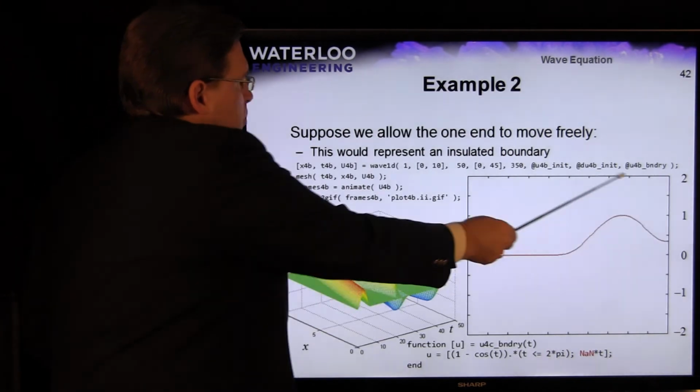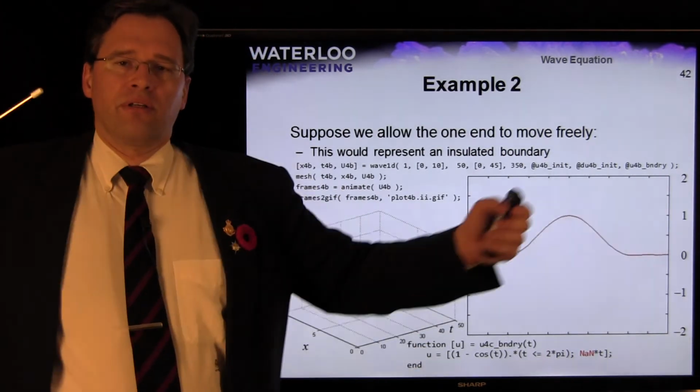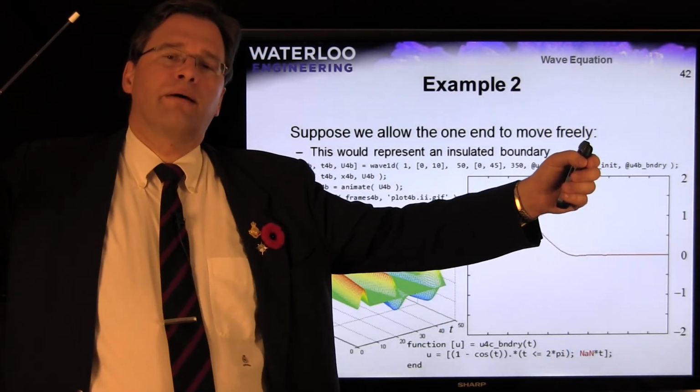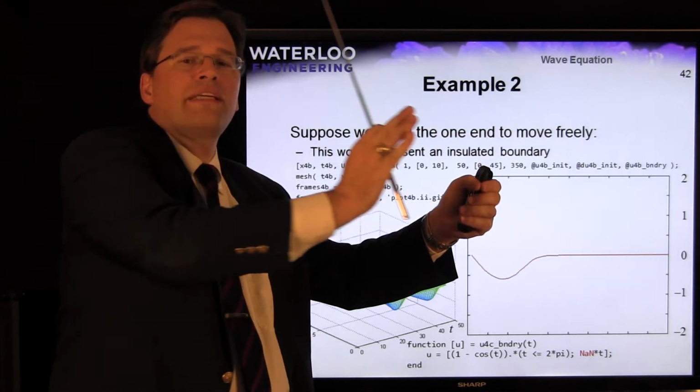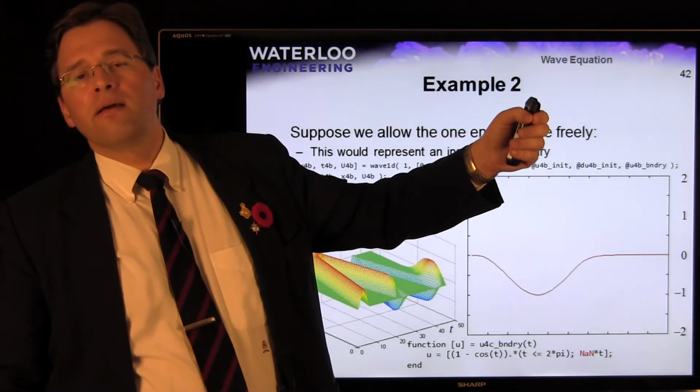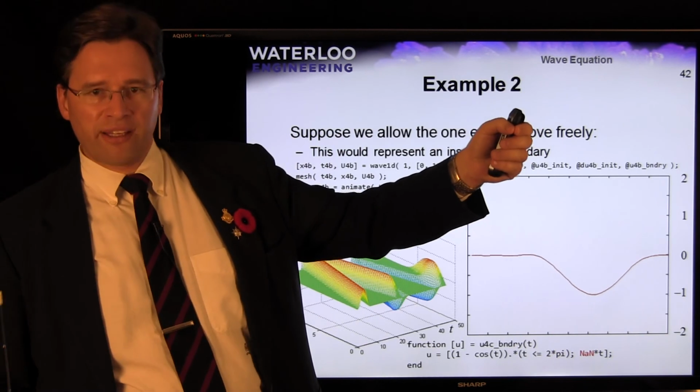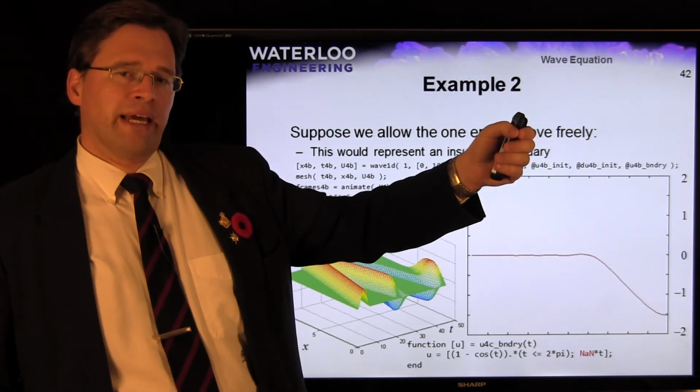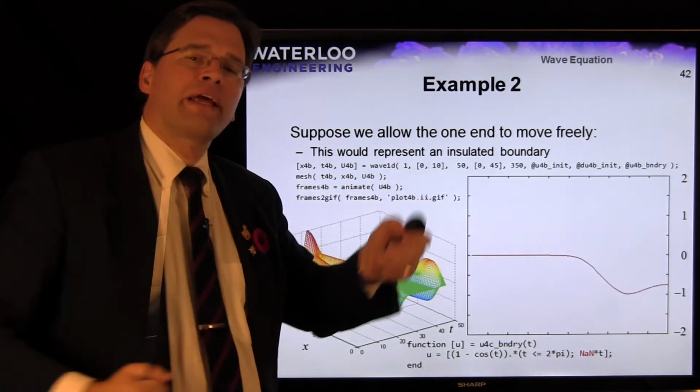So if you try that, you will get exactly this behavior. As you send a pulse out, it will move out and reflect back. Because you're holding this end, it will reflect through the x-axis and then propagate out and come back.